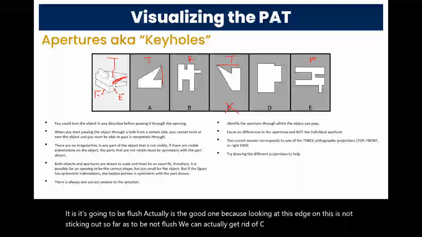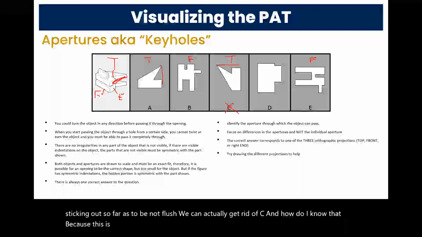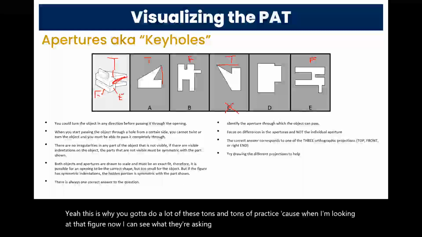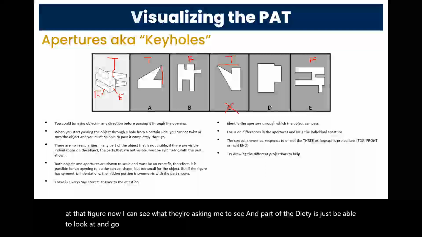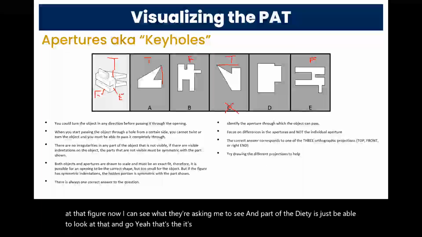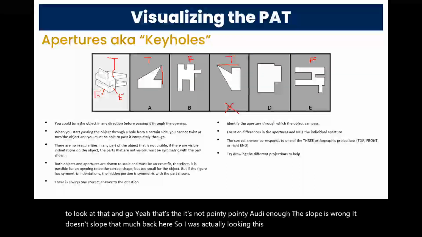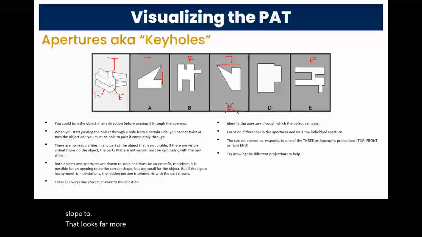And how do I know that? Because this is my experience. This is why you've got to do a lot of these, tons and tons of practice, because when I'm looking at that figure, now I can see what they're asking me to see. And part of the DAT is just being able to look at that and go, yeah, it's not pointy outy enough. The slope is wrong. It doesn't slope that much back here. So I was actually looking at this inside slope too. That looks far more like the triangle here than the triangle there, because that's a really tight triangle. So we can get rid of C.